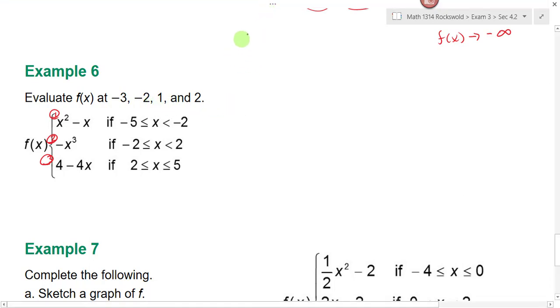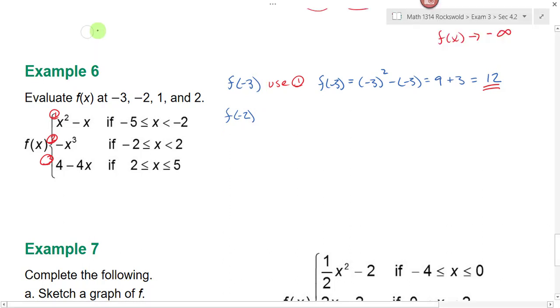So when I find f of negative 3, will I use equation 1, 2, or 3? I'll use equation 1 because negative 3 is in between negative 5 and negative 2. I use equation 1, so that means that I'm looking at f of negative 3 is going to be equal to negative 3 squared minus negative 3. Well, negative 3 squared is 9, minus a negative 3 is the same thing as plus 3, and 9 plus 3 is 12.